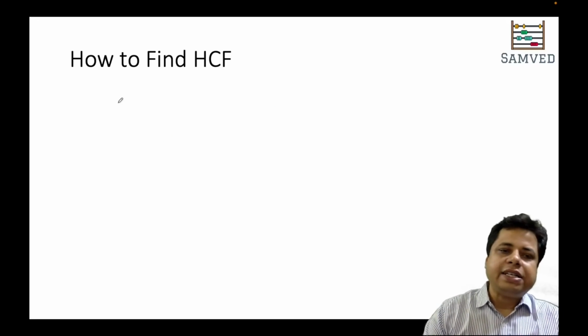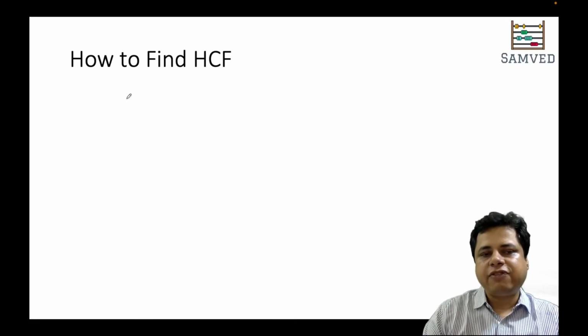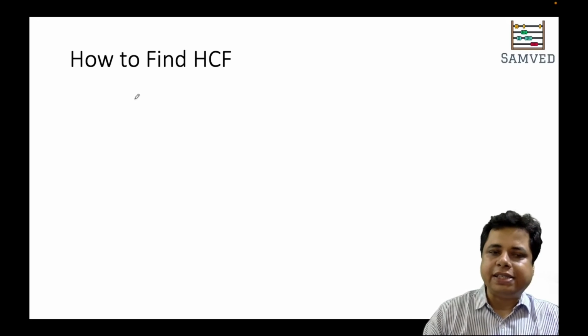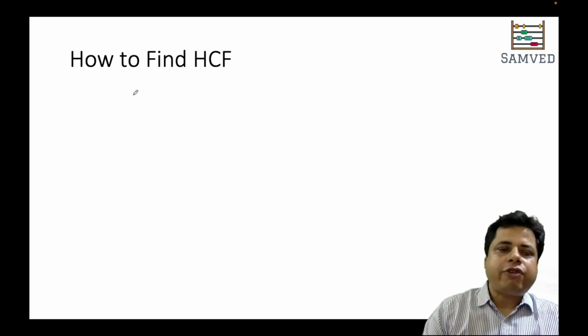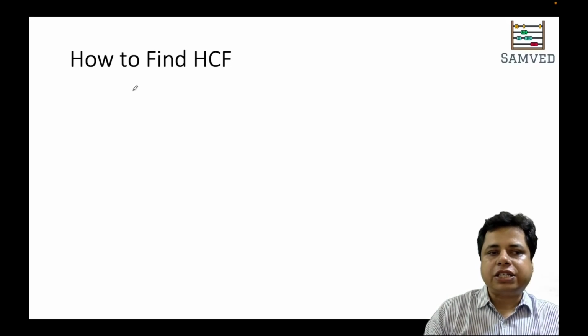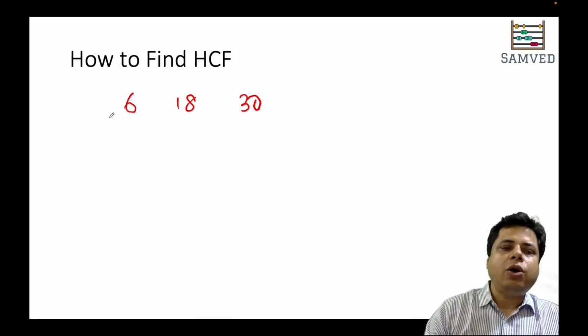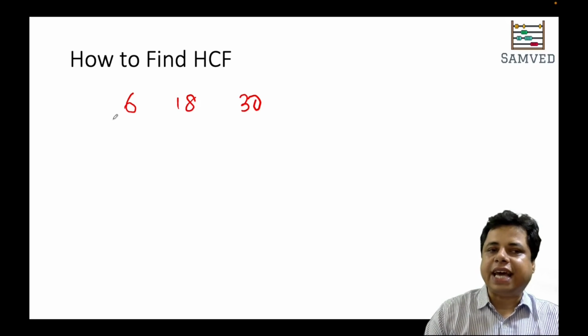Having said that, the method of finding HCF is similar to the method of finding LCM in that we need to break the given set of numbers into its prime factors. Let us say, for example, we need to find the highest common factor of the set of numbers 6, 18 and 30. What would be the highest common factor of 6, 18 and 30?